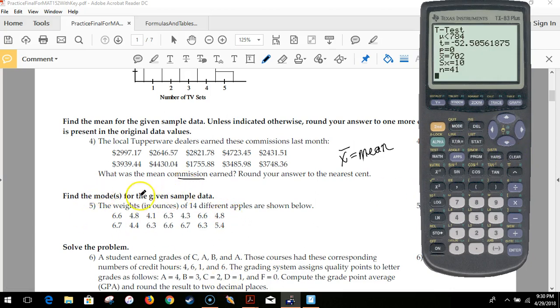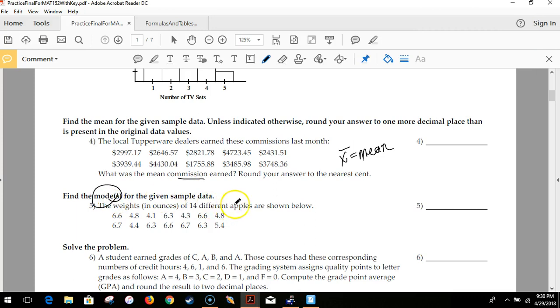Number 5, we want to talk about a mode. A mode is the number that appears the most. There could be 1 mode, 2 modes, 10 modes, no mode. Here I have 1, 2, 3 6.6s and 1, 2, 3 6.3s. So this guy is bimodal because I have two modes. Had that one not been in there, and there was only 2 6.6s and 3 6.3s, then it would have been just one mode.